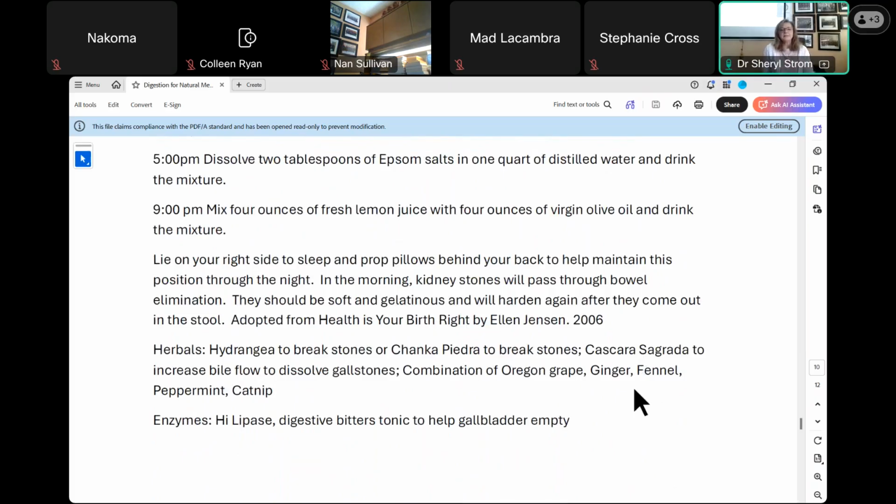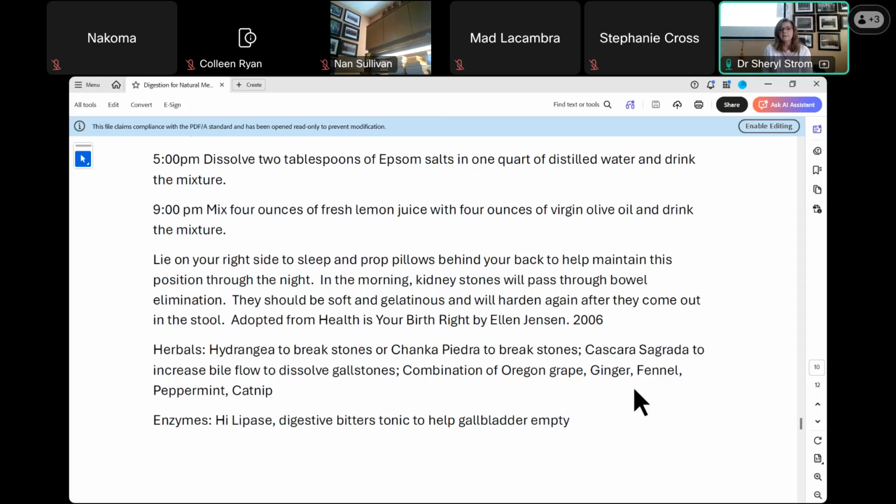And then lie on your right side after you take the lemon juice and virgin olive oil. After this, we'll take a quick break. Lie on your right side to sleep and prop pillows behind your back to help maintain this position through the night. It's also recommended that you put towels or something under your bum because you might leak out, right?